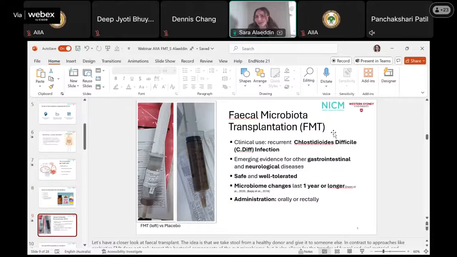So fecal microbiota transplantation, or FMT, has been around for quite a while. It has been described in ancient Chinese medicine already, and it was used to cure severe diarrhea. And this is actually what it's clinically used for in hospitals worldwide to this day, because we currently use it for severe recurrent C. diff infections, which is a bacteria infection that leads to severe diarrhea. And it's quite effective, so it leads to a 98% cure rate, which is very impressive. There is also emerging evidence that this might be helpful in other gastrointestinal and neurological conditions too. It's generally safe and well tolerated, and we know that microbiome changes last for 1 year or longer. You can administer it orally or rectally, and in my studies, I went the rectal route.